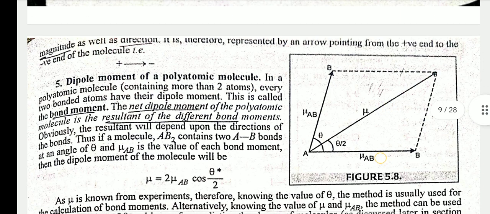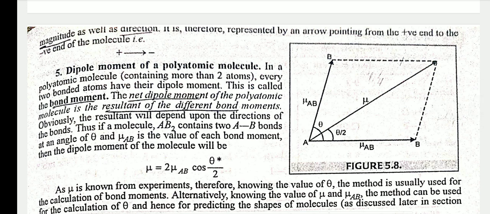Dipole moment of a polyatomic molecule. In a polyatomic molecule containing more than two atoms, every two bonded atoms have their own dipole moment. This is called the bond moment. The net dipole moment of a polyatomic molecule is the resultant of different bond moments. Obviously, the resultant will depend upon the direction of the bonds.